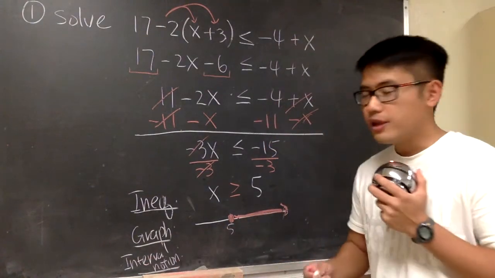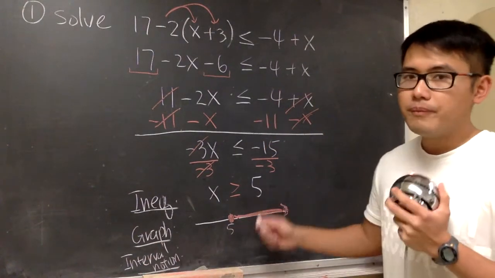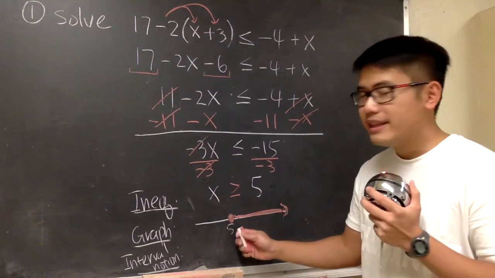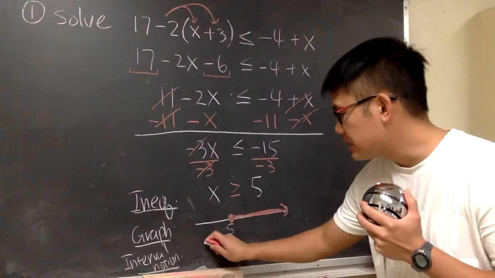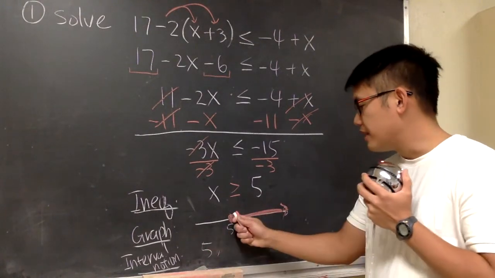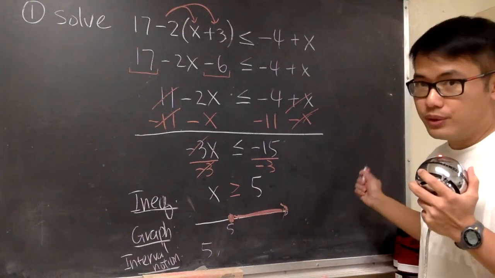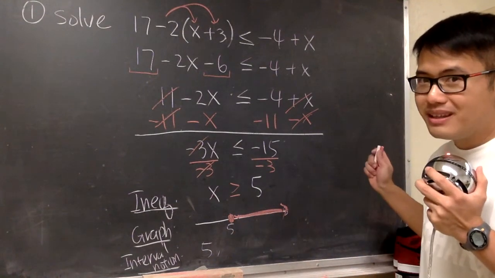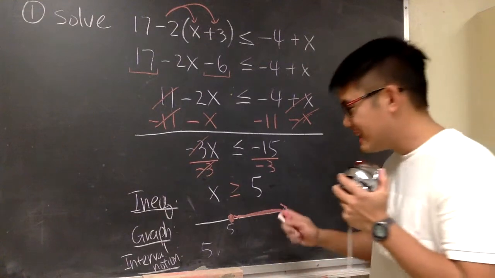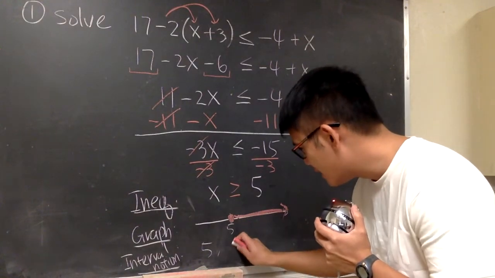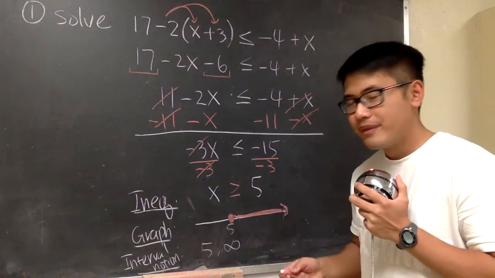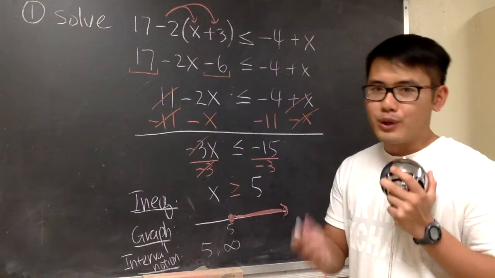For the interval notation, we only have one piece right here. To do that, we first write down the left number. In our case, it's 5. And then, because this keeps going to the right, that will be positive infinity. So 5, comma, infinity.